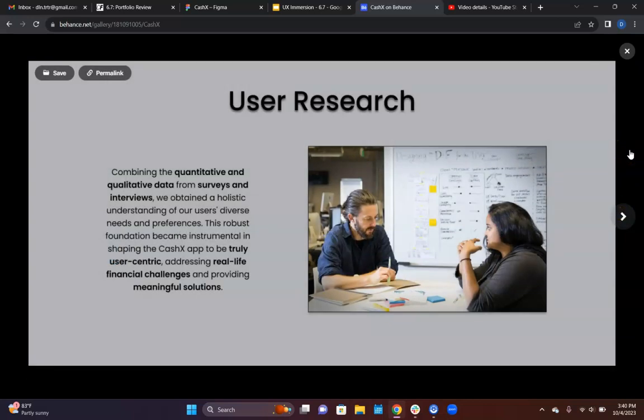Then we moved on to some user research to try to understand who our users were, what they liked, and what their pain points were with current apps they used in this industry. Combining quantitative and qualitative data from surveys and user interviews, we were able to develop a pretty complete understanding of our users' specific needs and preferences. This was very helpful in addressing real-life issues that users are facing with their current services.